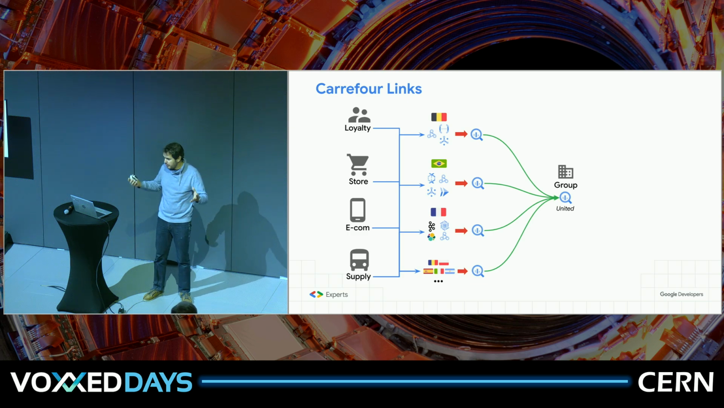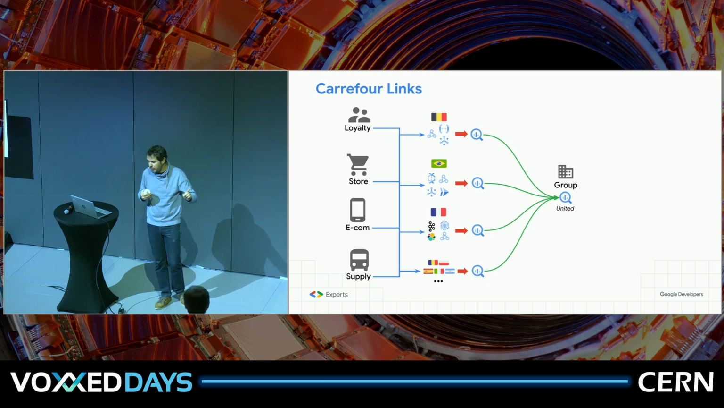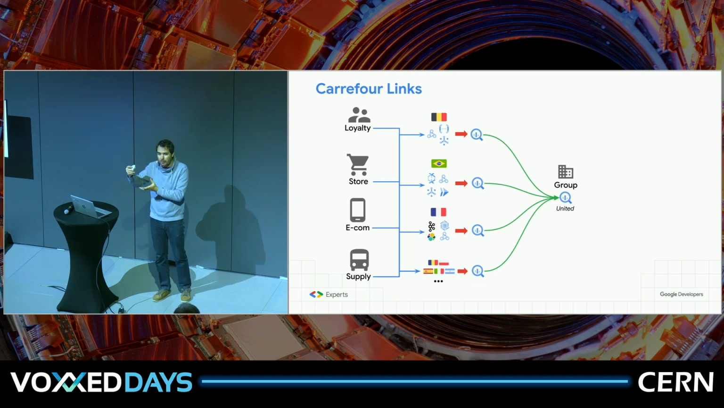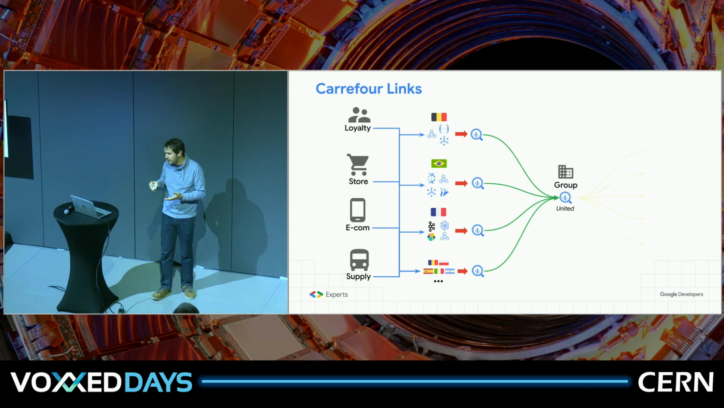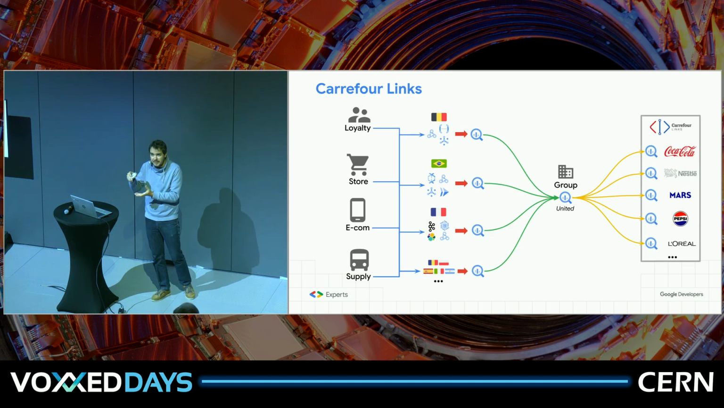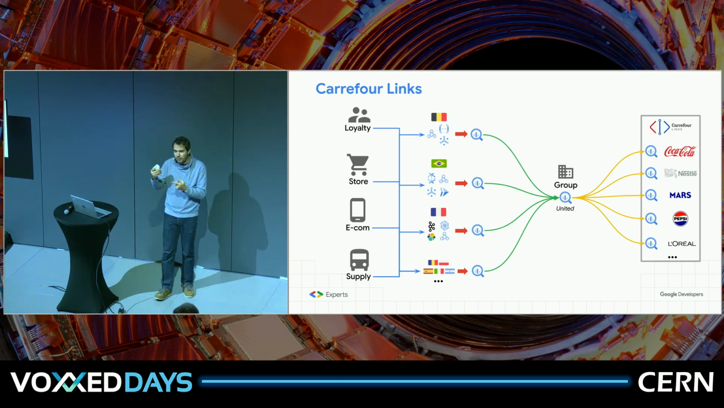Carrefour Links gathers all the data from all the countries, especially the tickets. Remember, 3 billion tickets per year. And Carrefour Links will split all the tickets, take all the items of the tickets and group these items per provider, per supplier. They are called CPGs, consumer packaged goods. It's like L'Oréal, Nestlé, Mars, Pepsi, Coca-Cola, and so on. And we have one data set in BigQuery per supplier. And we are reselling this data to them.